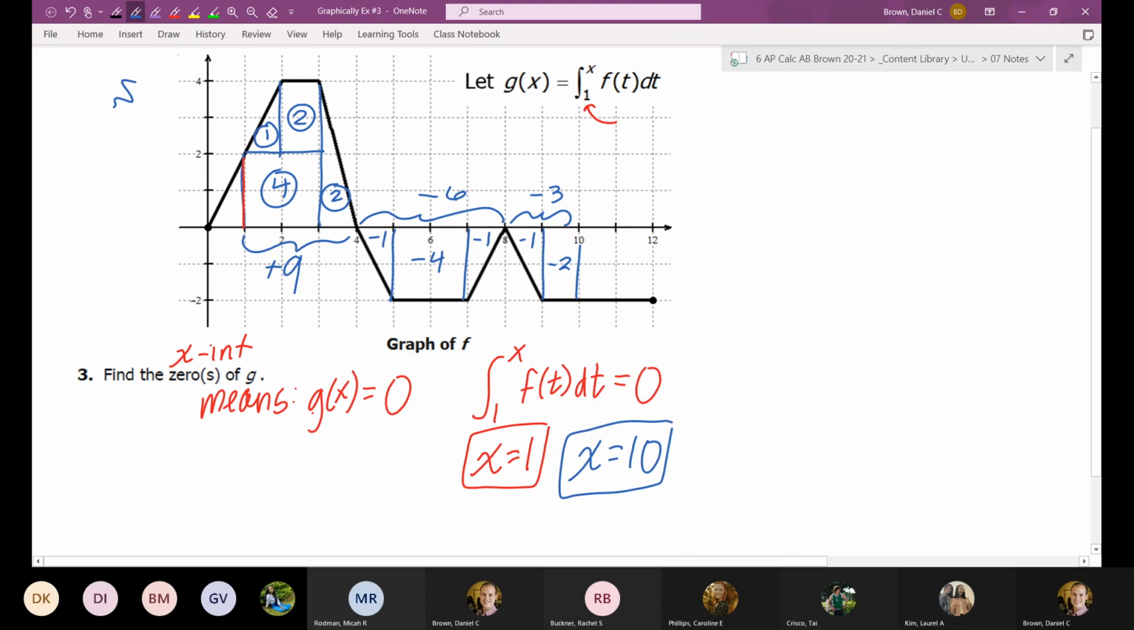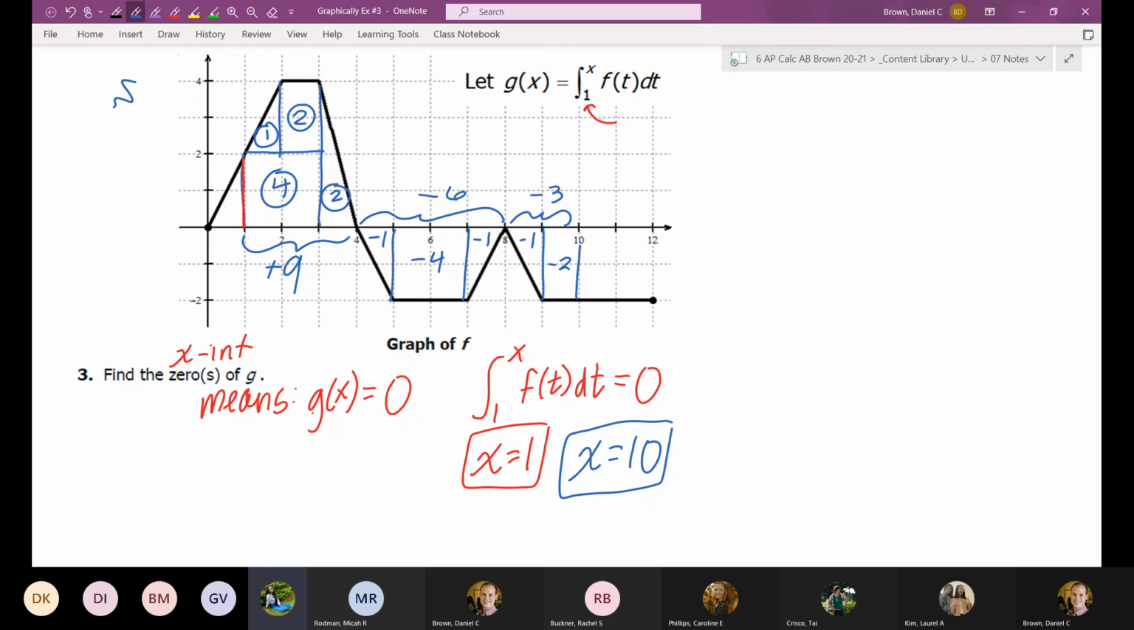If the integral is equal to 0 at 10, then g of x has an x-intercept at 10 as well. Don't make the mistake of thinking the x-intercepts are where f has an x-intercept, because again, this is the graph of f. G is literally the integral of the graph that we're looking at. So we kind of had to use the integral to answer that question. Anything I can make a little bit more clear or explain a little better about that question?